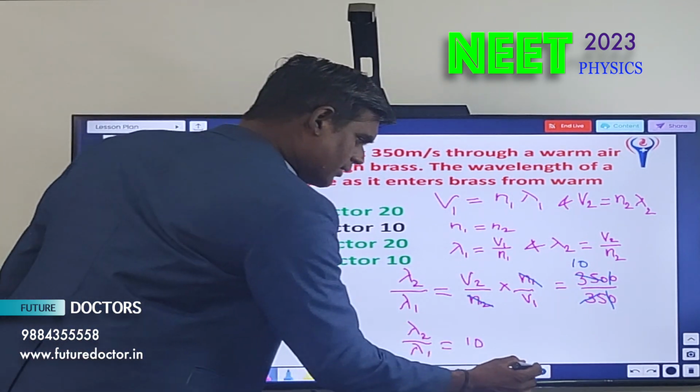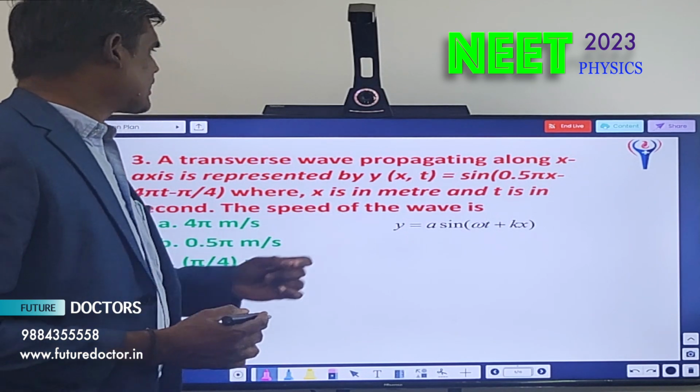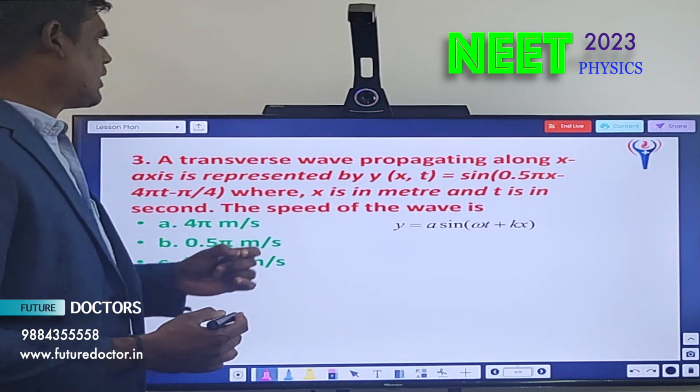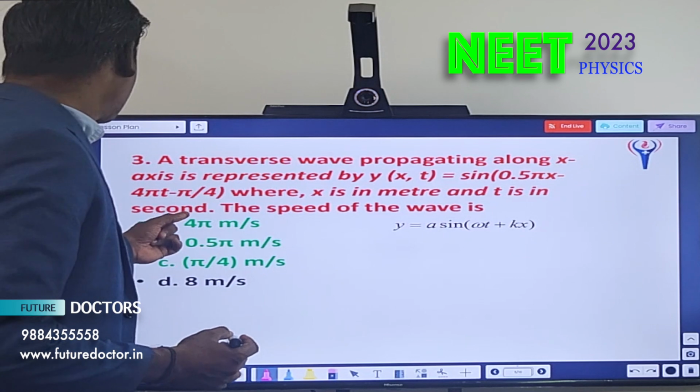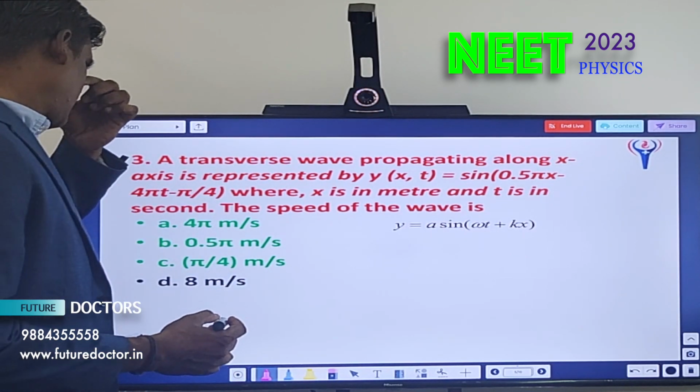Let's move to question number 3. A transverse wave propagating along x-axis is represented by y of x comma t equal to sin(0.5 pi x minus 4 pi t minus pi by 4). Here x is in meter and t is in second.